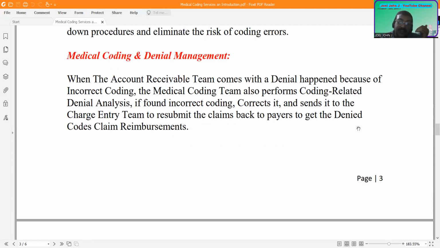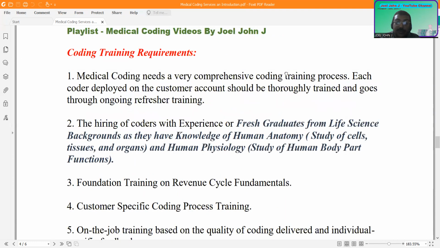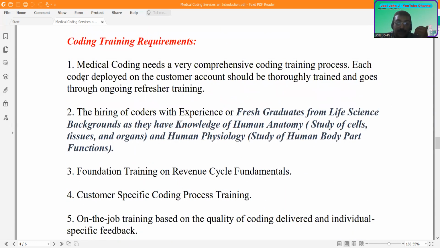And if the resubmission is for incorrect coding, then it will come to the coding team, and then again they will do the correction in the coding and send it to the charge entry team. The charge entry team will again change this in the software and then create a new claim form. And this repetition process needs additional workforce cost. So that's why I said that coding is very important. This will lead to additional cost.